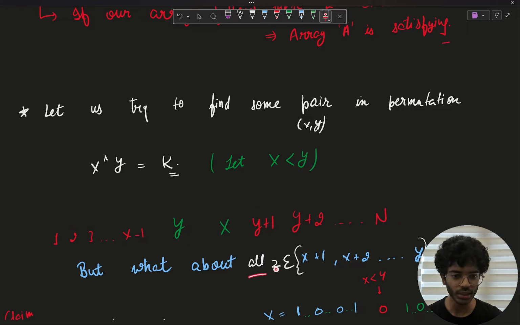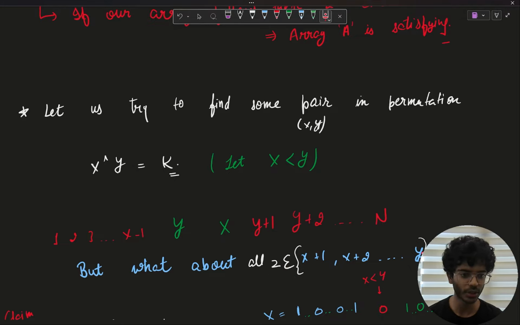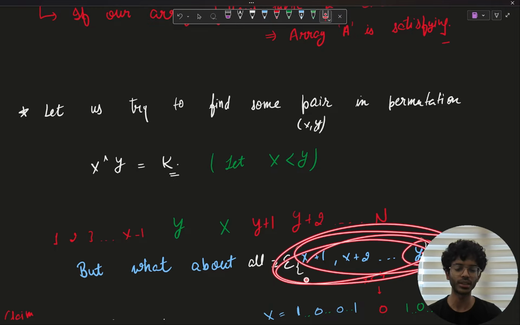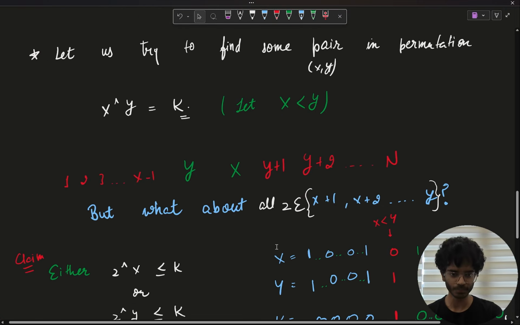But what about all the elements in between X and Y? Okay, it should be Y minus 1. So how do we take care of these elements? We still need to put these elements inside our answer.